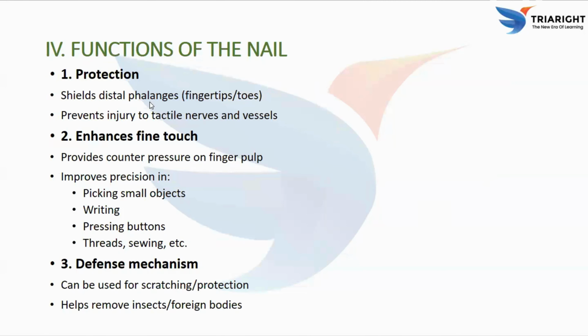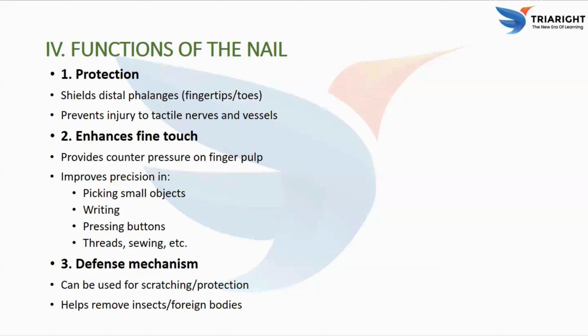Coming to protection. The nails shield and protect the tips of the fingers and toes. These fingertips contain very sensitive nerves and blood vessels, so without nails they could easily get injured. It also helps to prevent damage during activities like grasping, hitting, or dropping objects. So what is the key point here? Nails act like a hard cover to protect the delicate tissues under them.